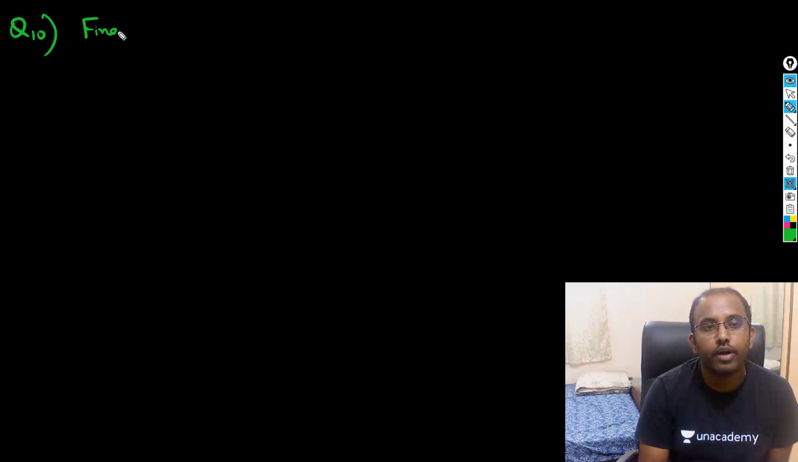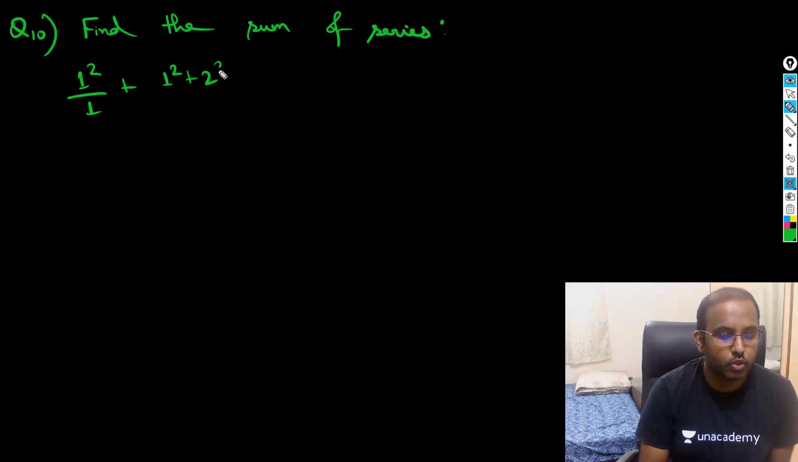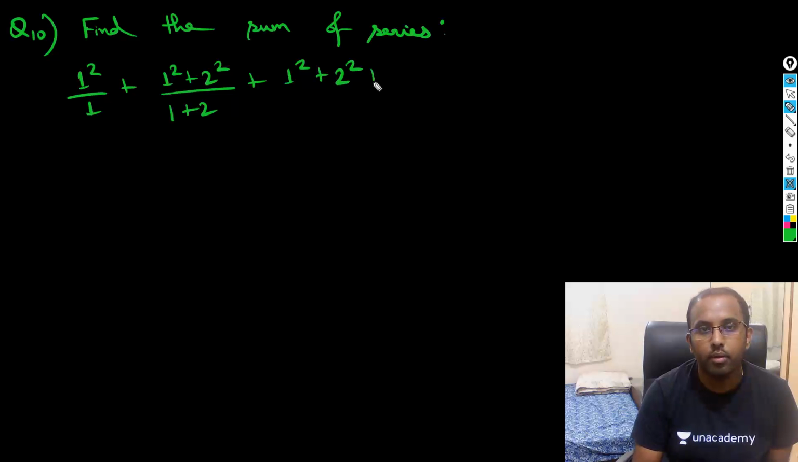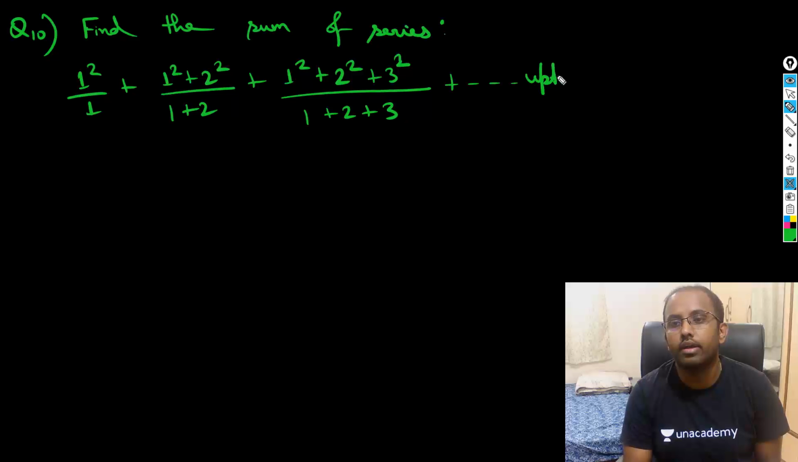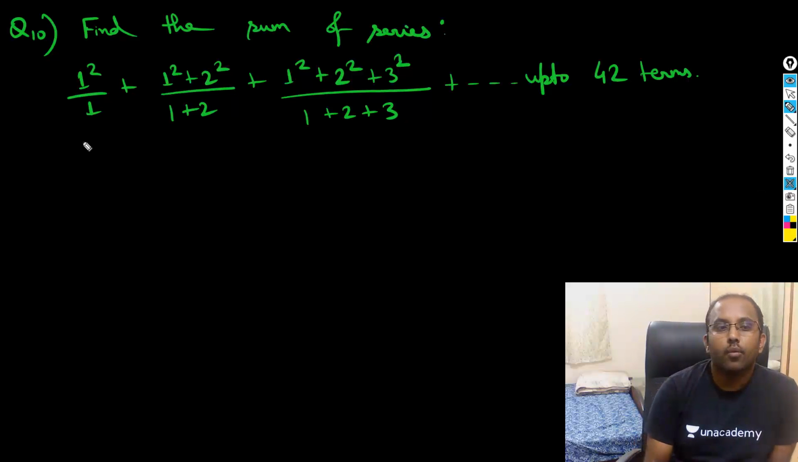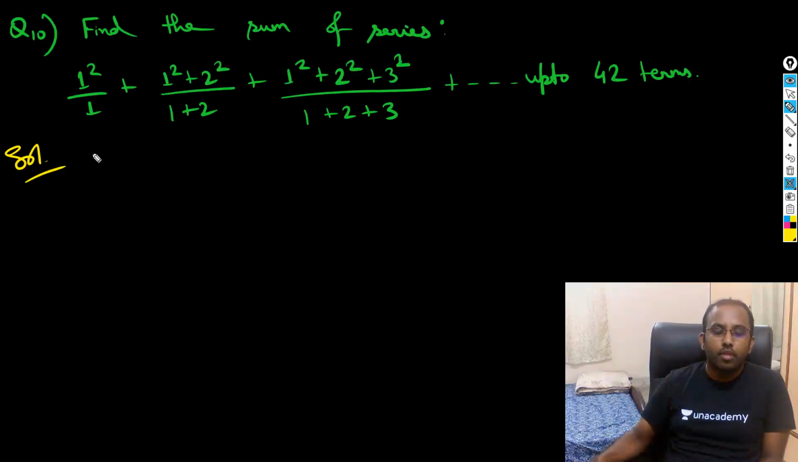In this question number 10, again, we have to find the sum of series. Sum of series like 1 square upon 1, plus 1 square plus 2 square upon 1 plus 2, plus 1 square plus 2 square plus 3 square upon 1 plus 2 plus 3, and this will go up to 42 terms. Now once you look at this question, guys, this series is going up to 42 terms. Fine. Now let's calculate the value.